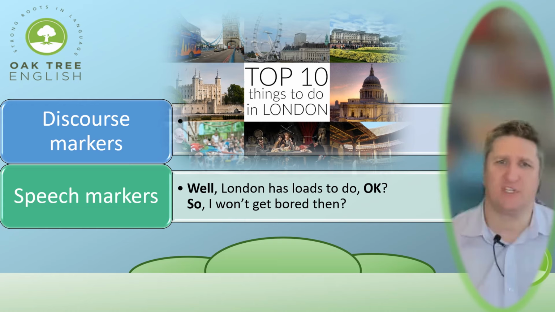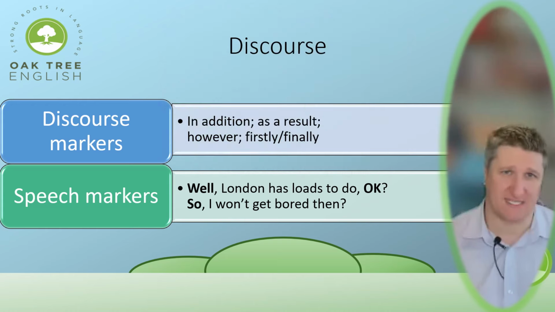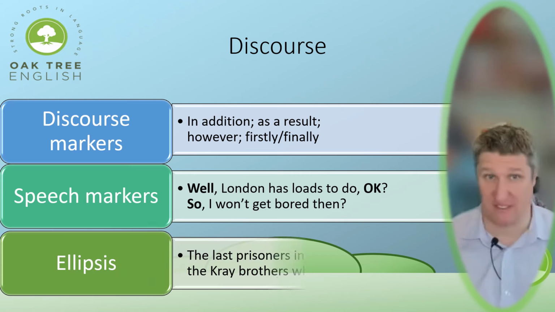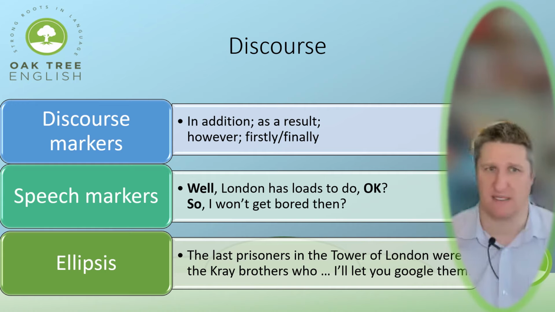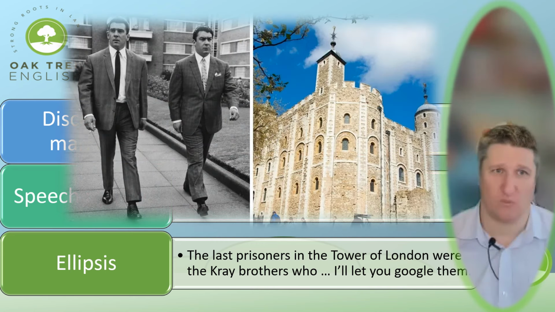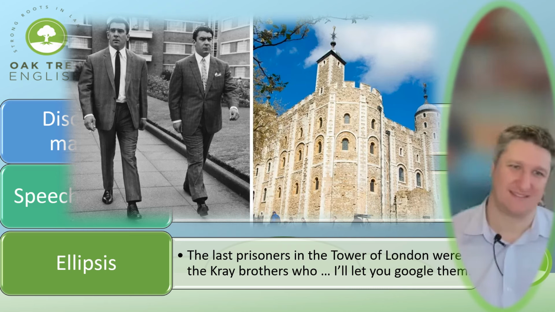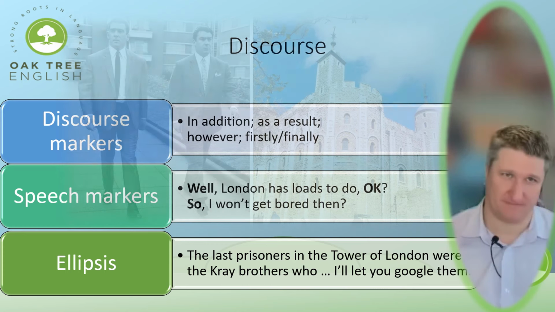You should be able to use the punctuation mark ellipsis. This is written as 3 dots and is pronounced as a long pause or a trail off into silence. The last prisoners in the Tower of London were the Kray brothers, who I'll let you Google... There you go. That's the ellipsis.